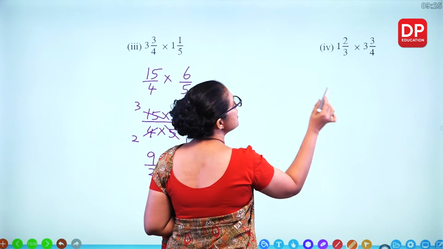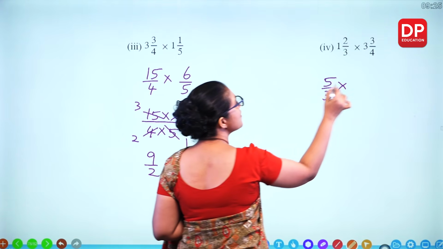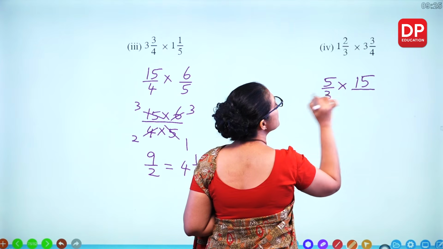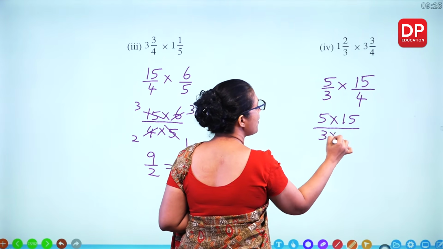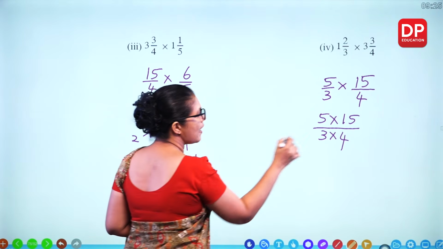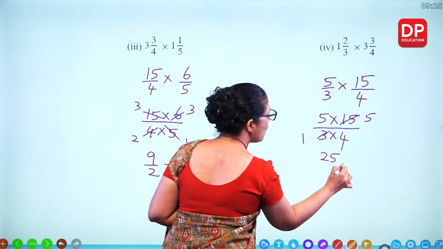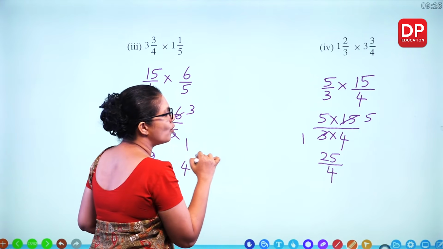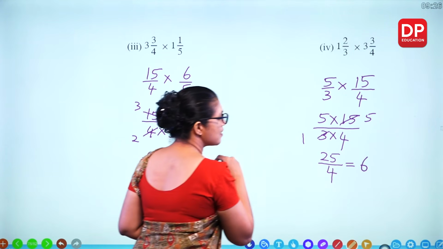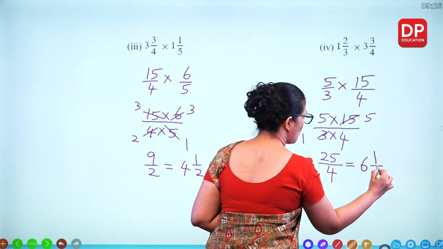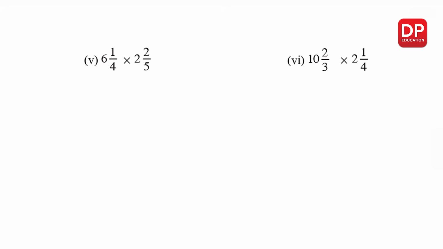This one, 3 times 1, 3 plus 2, 5. 5 over 3. 4 times 3, 12 plus 3, 15. Multiply the numerator and the denominator separately. Can you simplify? 3 times 1 and 3 times 5. So you get 25 over 4. So how many 4s? 4s for 24, 6. 24 and 1 remaining. So 6 and 1/4.